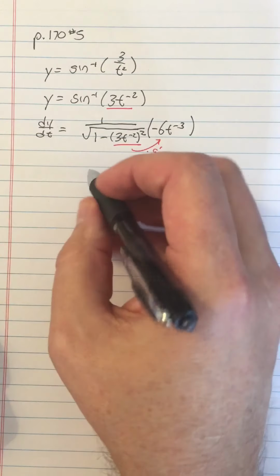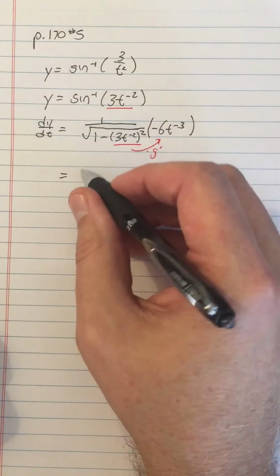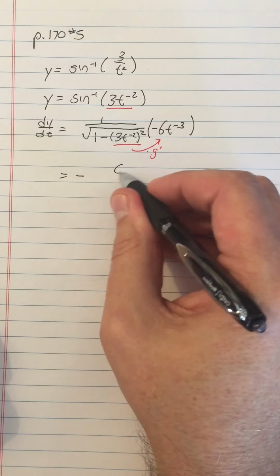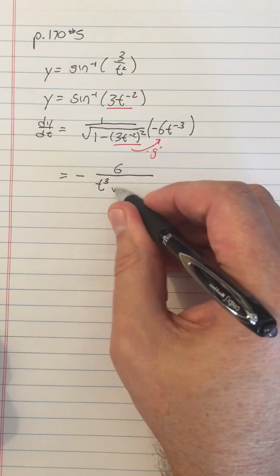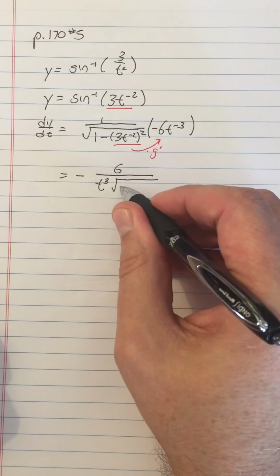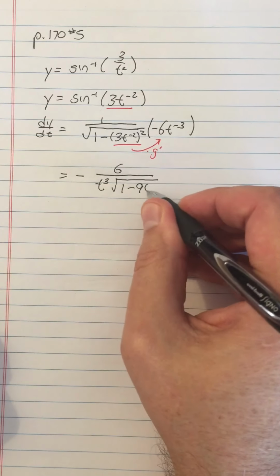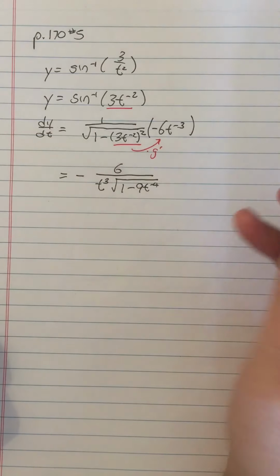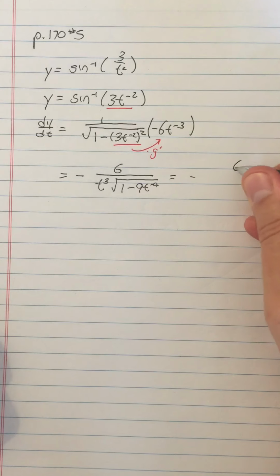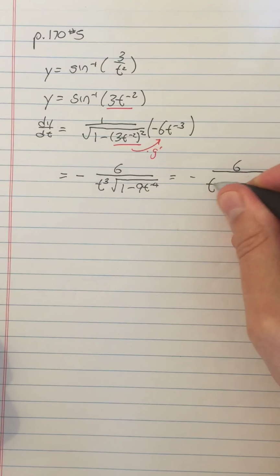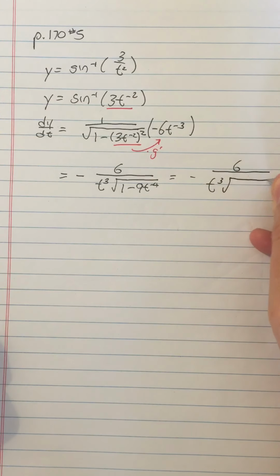Now, this is a mess. Let's clean it up. So I can put the negative up front. We can put the 6 in the numerator. We can put the t cubed in the denominator. And then I have square root of 1 minus 9t to the negative fourth. All right, and that's fine. But if you want, you could write it as negative 6 over t cubed square root of 1 minus 9 over t to the fourth.